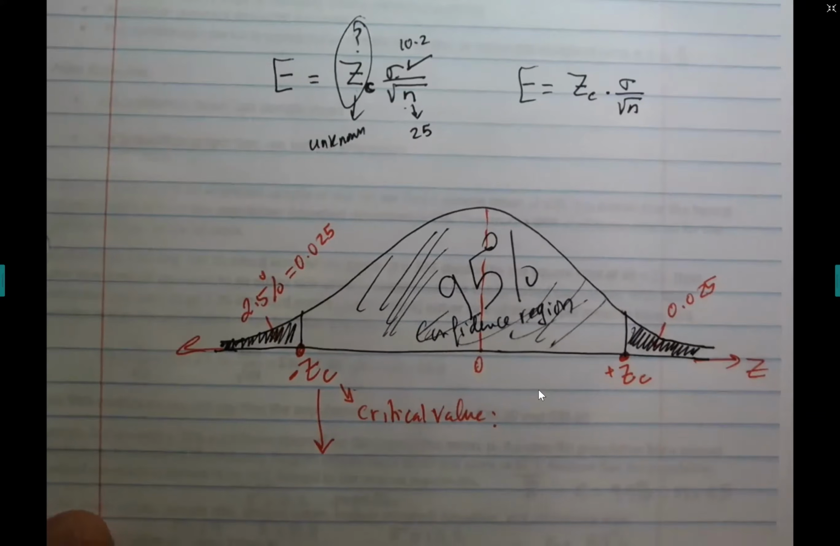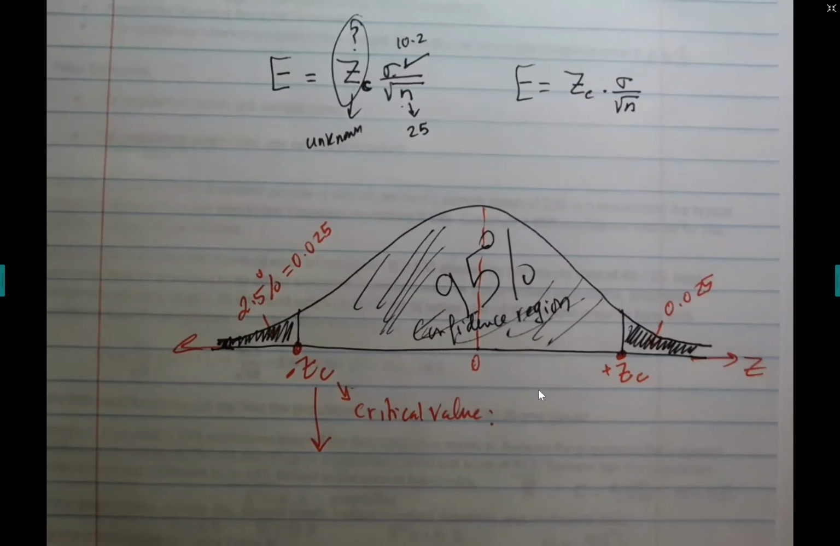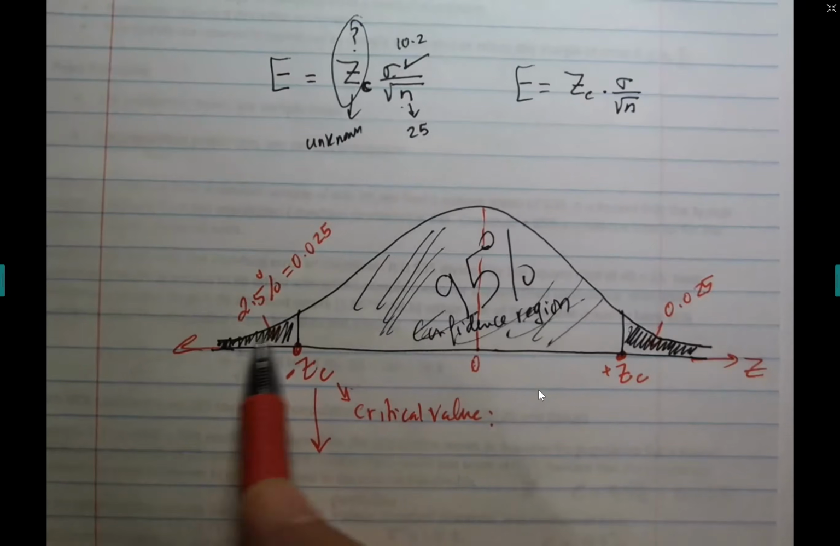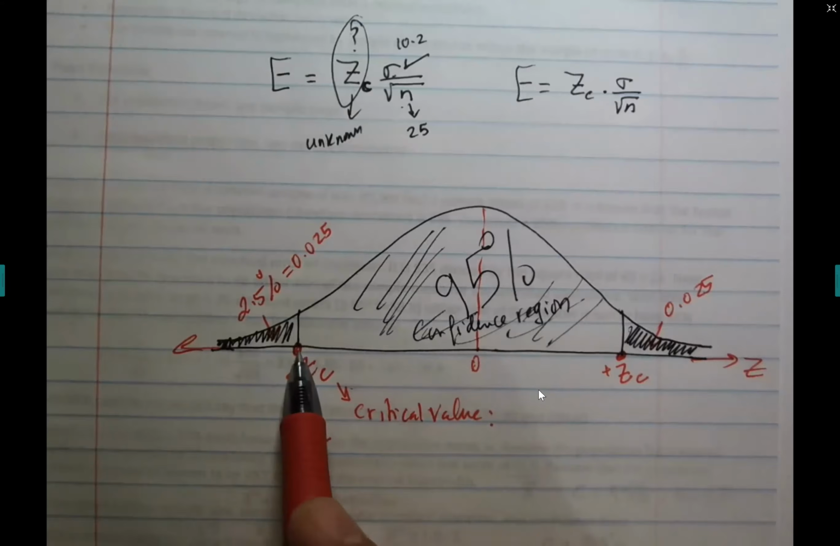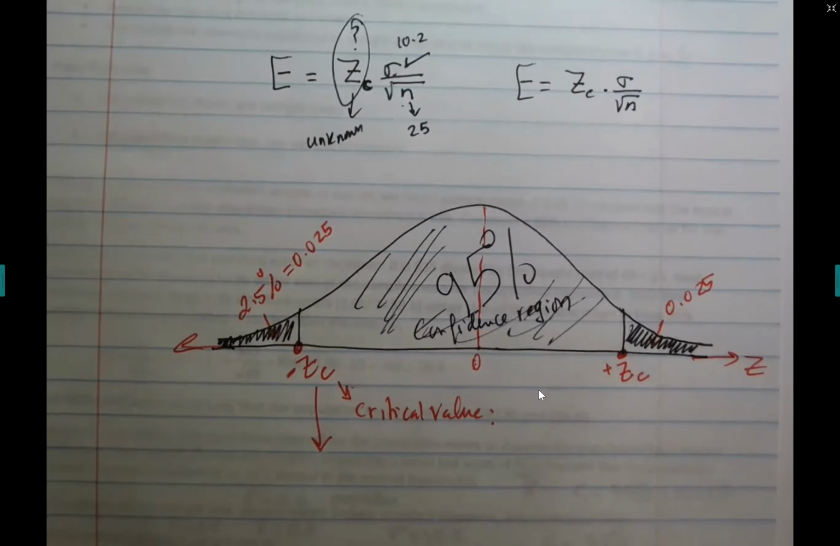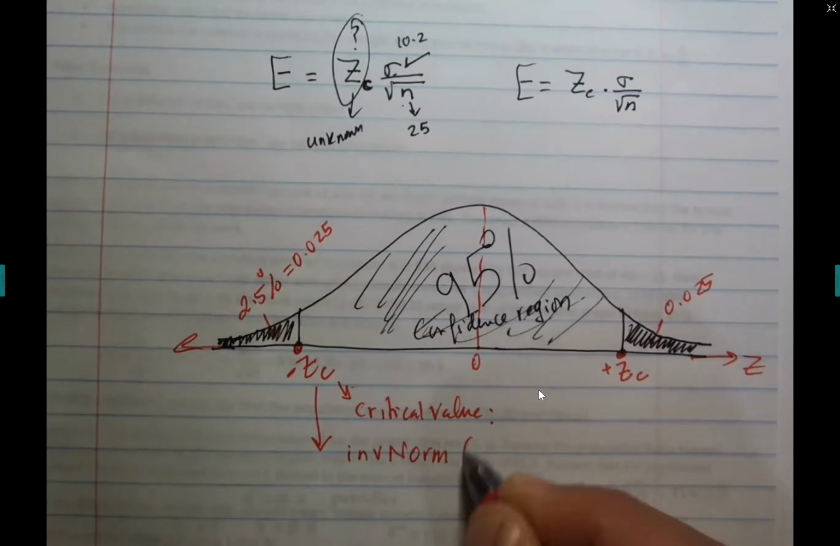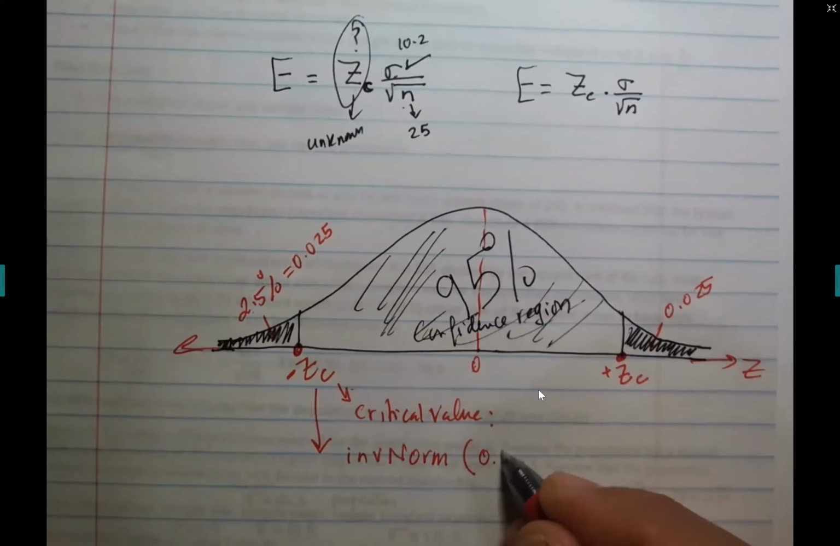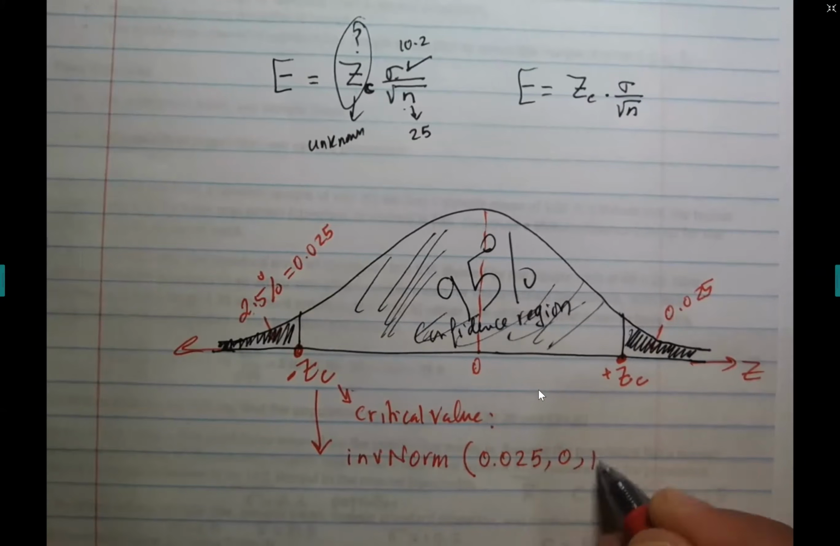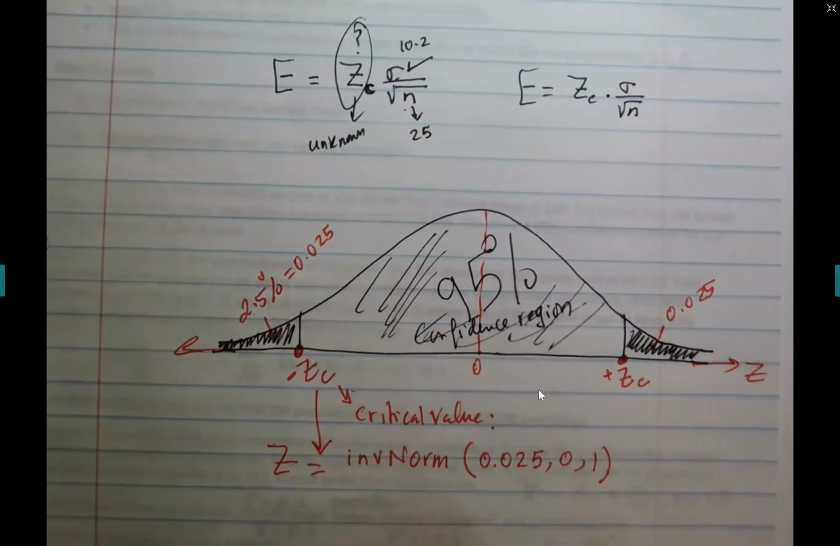From chapter 5. What do I use? It's a number. How am I going to find this number? So I have the probability to the left, the area to the left, and I need to find the Z-score. What feature do I use on the calculator, guys? Inverse norm. That's it. And put the area to the left, 0.025, comma 0, comma 1, and that should give you the Z. Let's do it. Let me get my calculator.